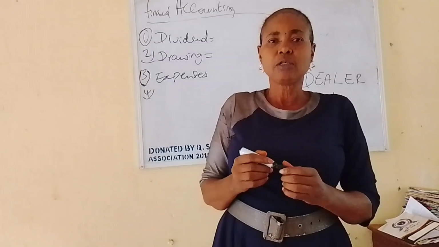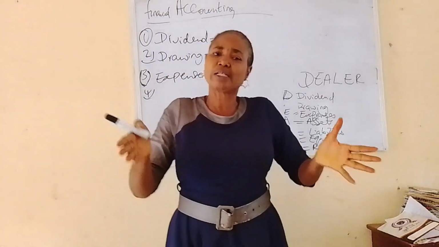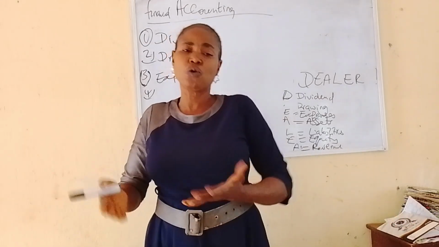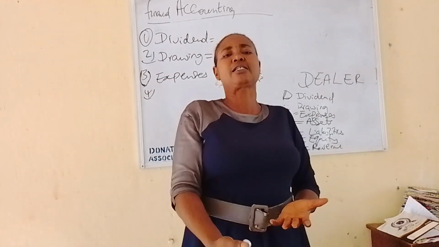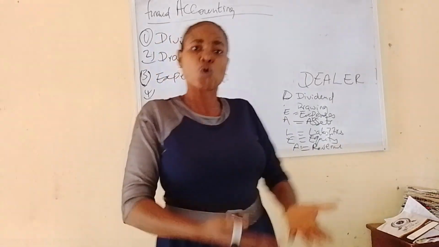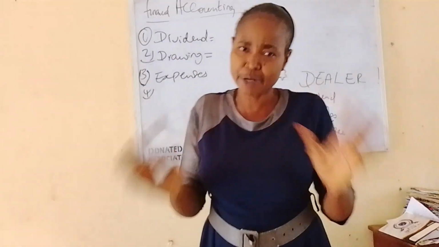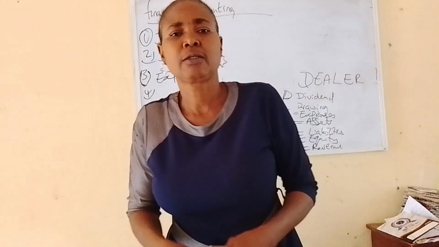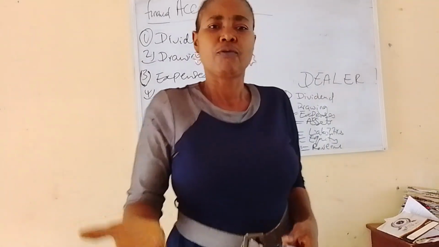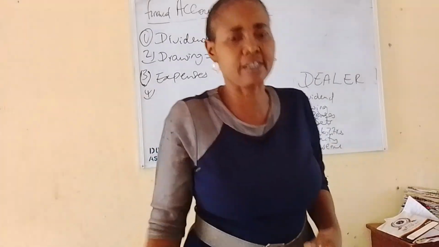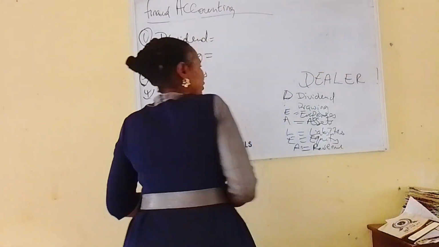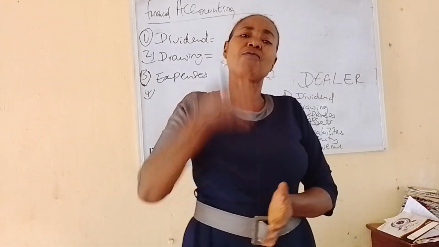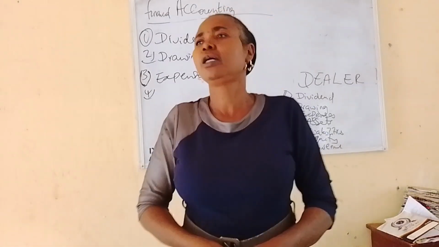Then assets. Assets means those things the business owns for its running. But those things they own must have future economic benefits. Example, delivery van, computer, furnitures, cash, etc. These are assets. Business owns these assets for its smooth running, and the asset must have future economic benefits.